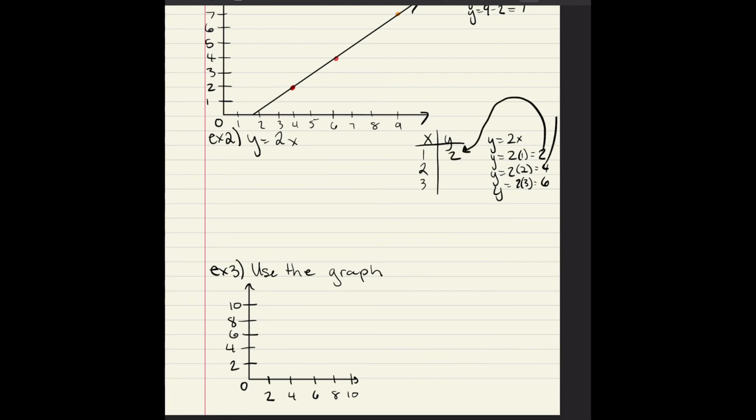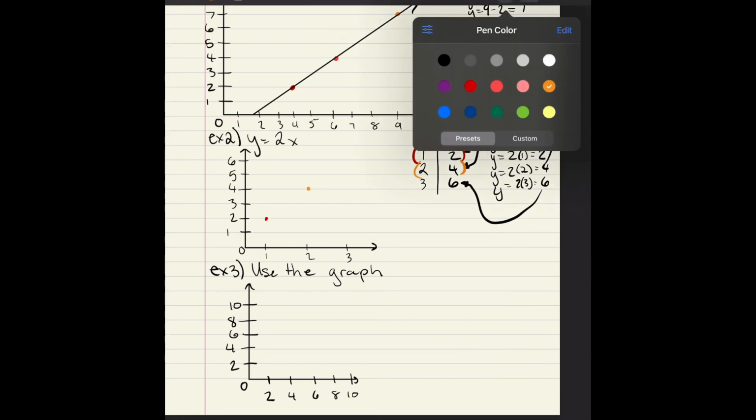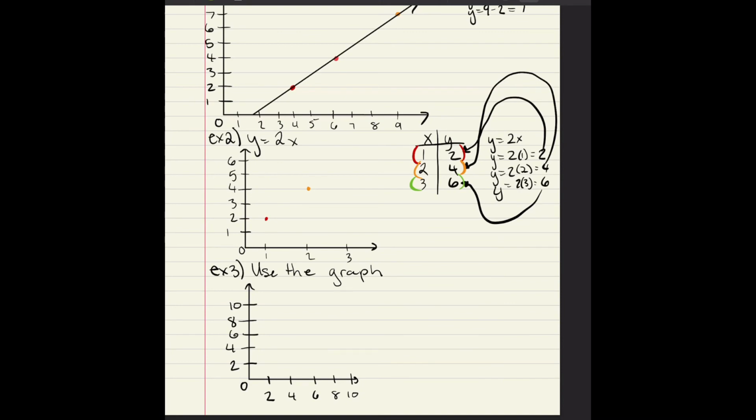So here's how I got this 2. Here's how I got this 4. And here's how I got this 6. My first ordered pair is 1 and 2. So go over to 1, up to 2. Next is 2 and 4. And finally, I have 3 and 6. Now I'm going to draw a line through that. And that's my linear equation.